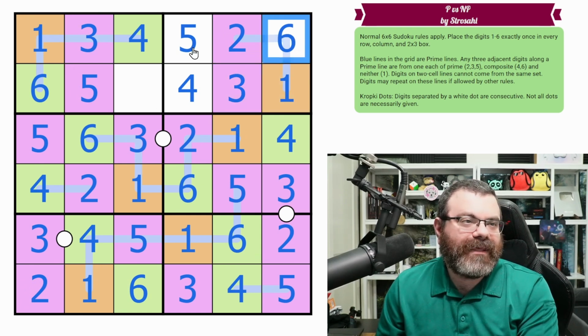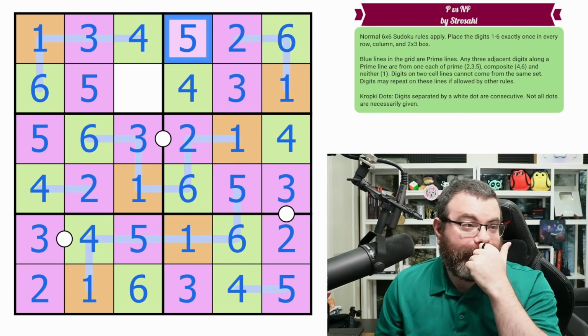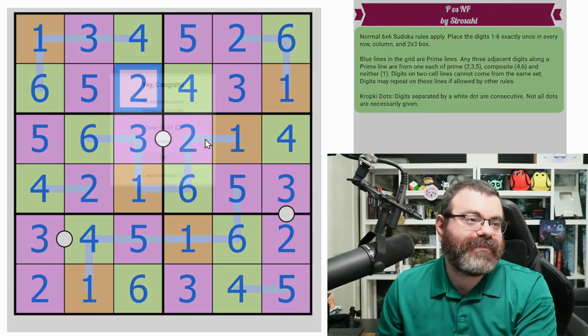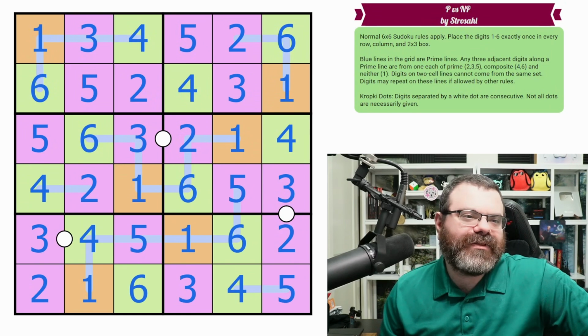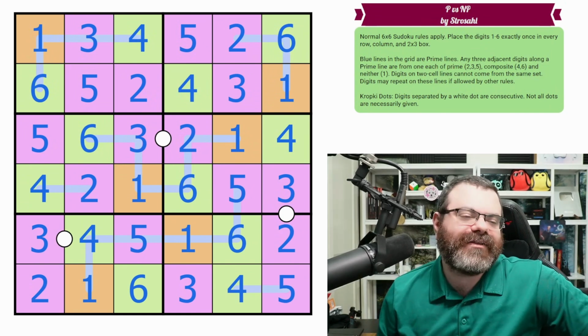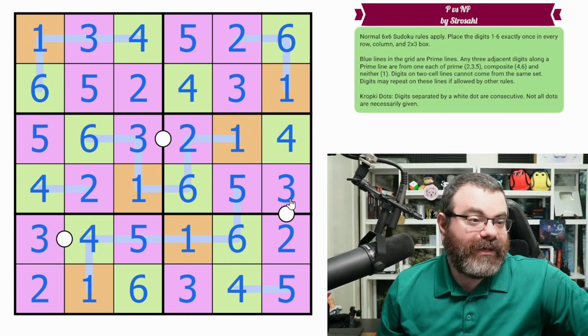That's orange. 6 and 4 are green. That is prime. This is also prime. The last prime is 2. All right. Cool puzzle, Strosahl. I liked the little twist where the groups were not the same size as each other, so we had to be careful with the coloring.